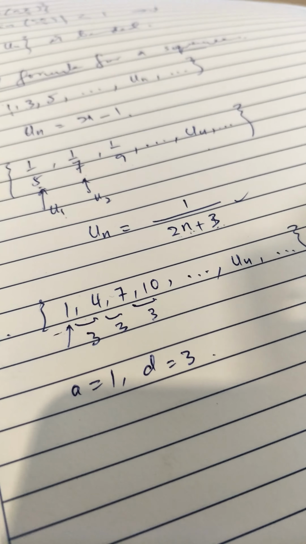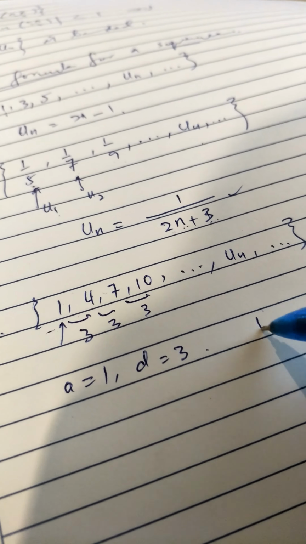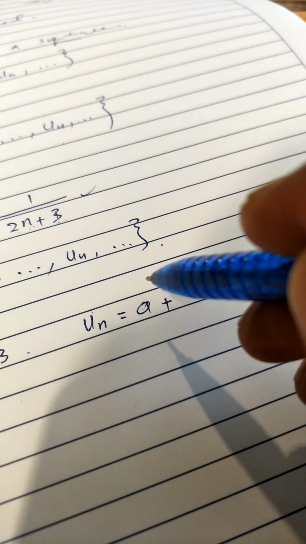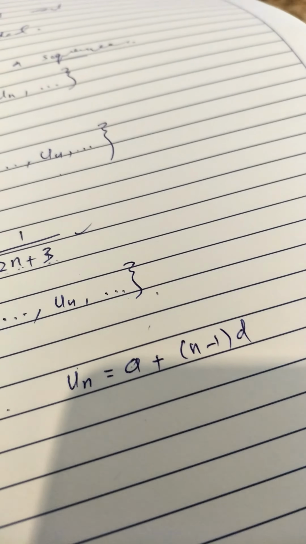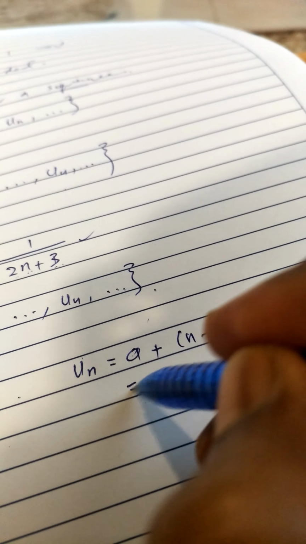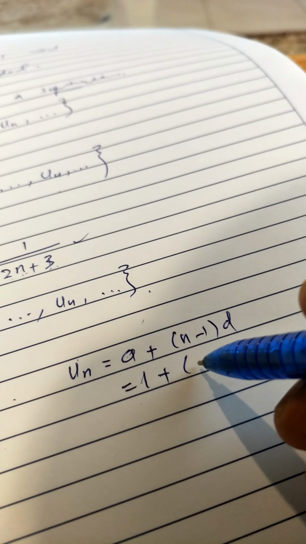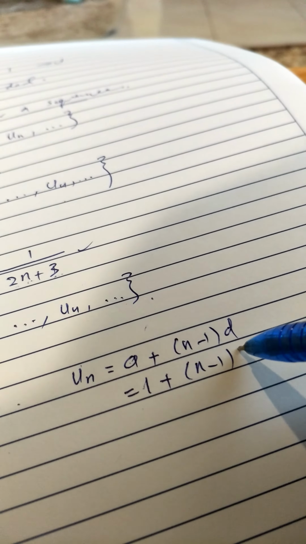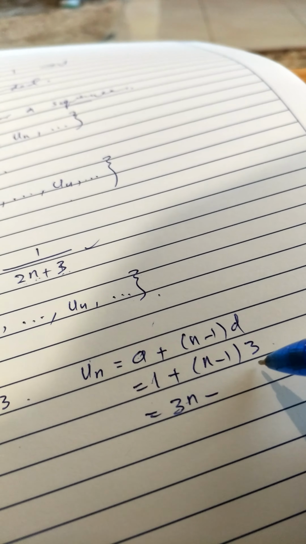So you can find un is a plus n minus 1 times d. So your a is 4 plus your n minus 1 times your d, which is 3. If you solve this, you get 3n plus 1.